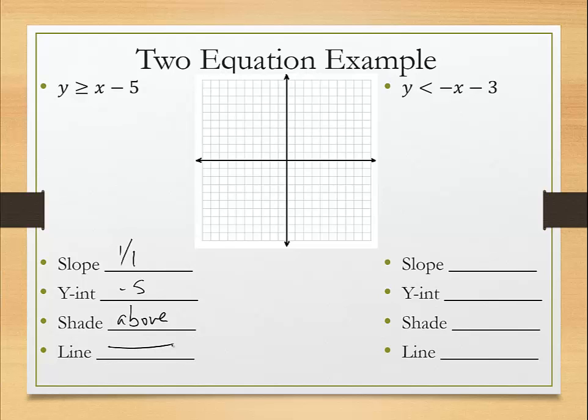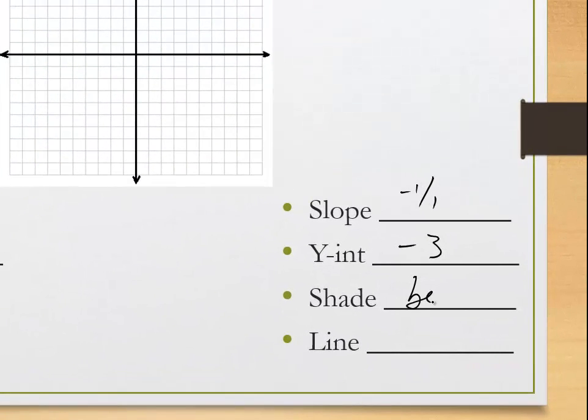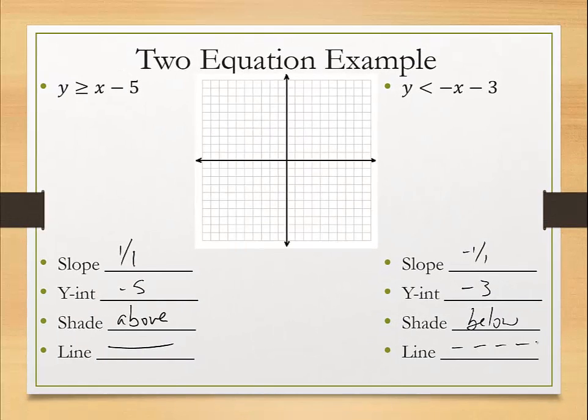Now the right equation, what's your slope? Negative 1/1. Y-intercept of negative 3. Shade, it's less than, so it'll be below. And your line is a dash because it's not equal to.